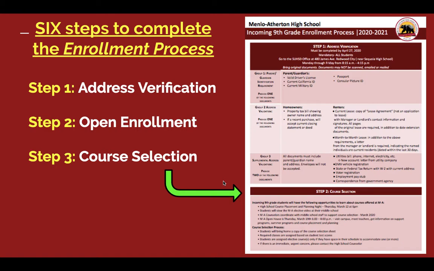There are 6 steps to complete the enrollment process to start at Menlo-Atherton. The first is address verification, which must be completed at the district office no later than April 27, 2020. Open enrollment is now closed for the school year. Course selection is the process that we are participating in now, and those forms will be due to middle schools very soon so that we can continue the process of providing ninth graders with courses.